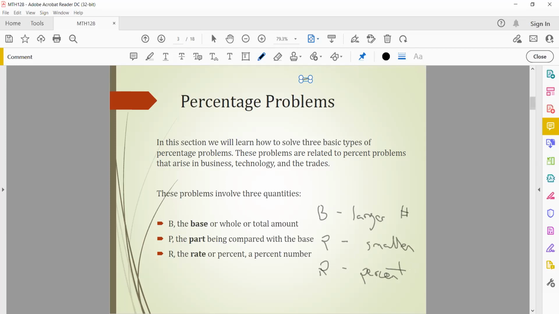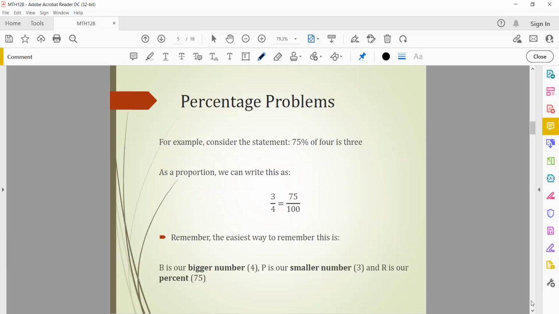So we're going to look at a fairly short statement. Okay, here is the statement. 75% of 4 is 3, which is a true statement because 3 to 4 is 75%. So in this case, we have all 3 of these quantities. So 75% represents R. The smaller number, 3, represents P, and then 4 is represented by B. So we've got our R and our B and our P.